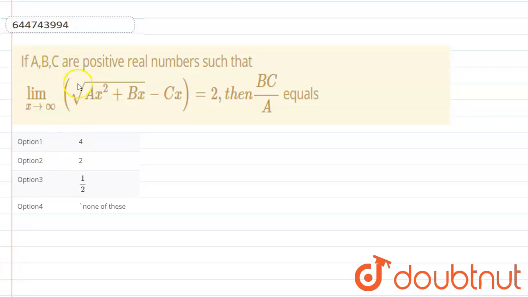Hello everyone. So the question here is that we have to find the limit as x tends to infinity of root of x square plus bx minus cx equal to 2. The limit is given. We have to find bc upon a equals what? And it is also mentioned that a, b, c are positive real numbers.